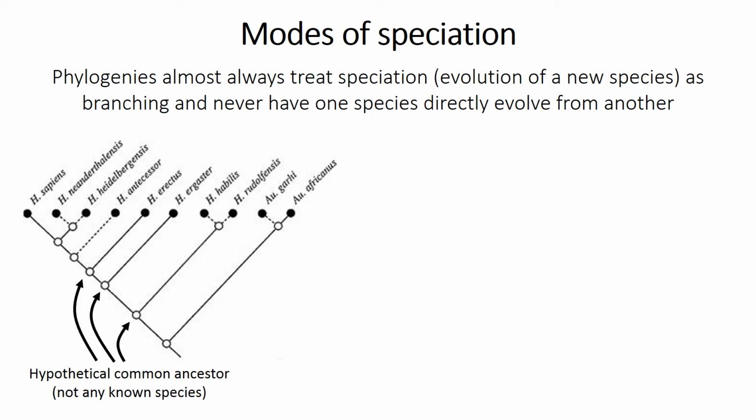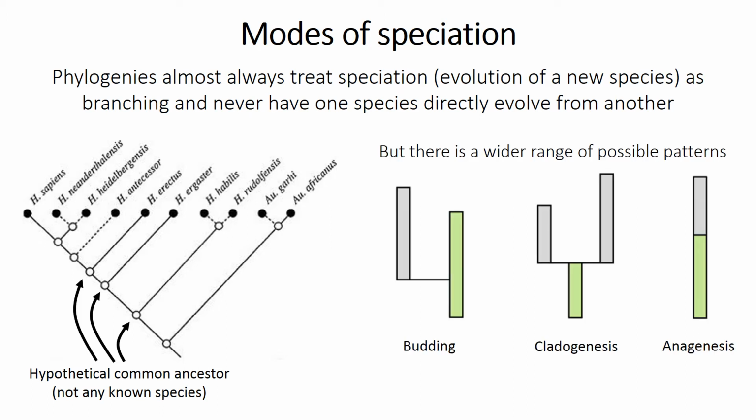In these diagrams, the branching points are meant to represent a common ancestor, but they're not an actual species that we have fossils of. In reality, speciation can be much more complex. In these three examples here, the one in the center is called cladogenesis, or branching cladogenesis. That's like the one shown in the phylogeny, where an ancestral species in green branches into two new species and is replaced. So that's similar to the tree.